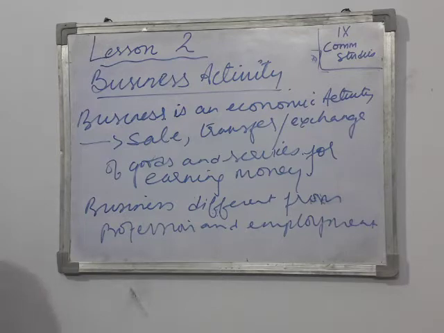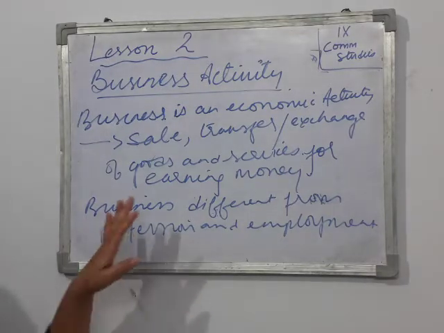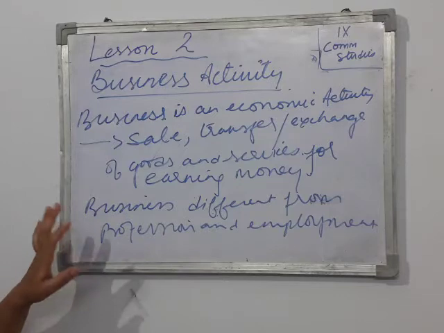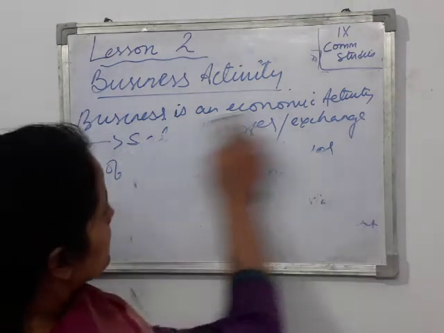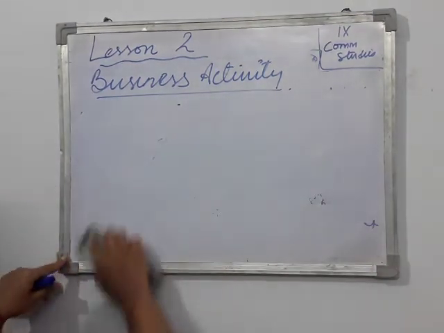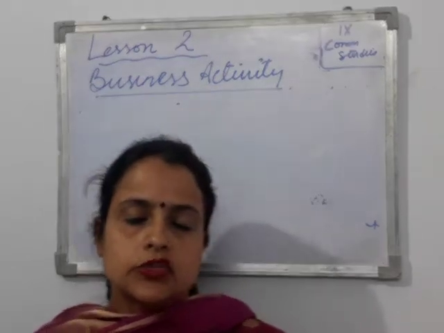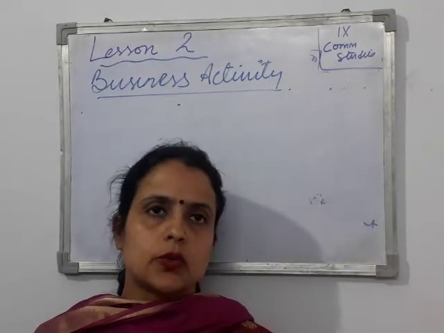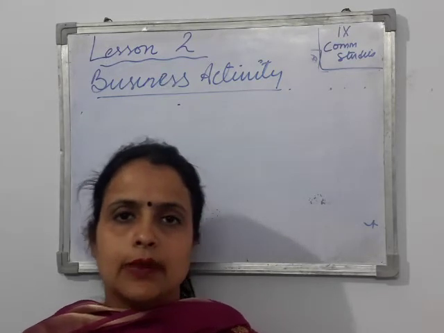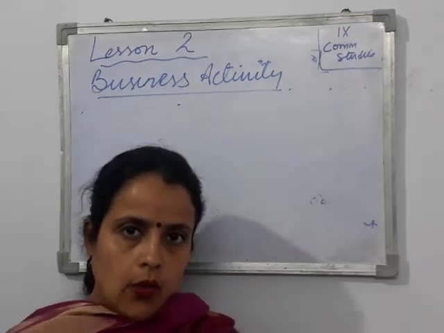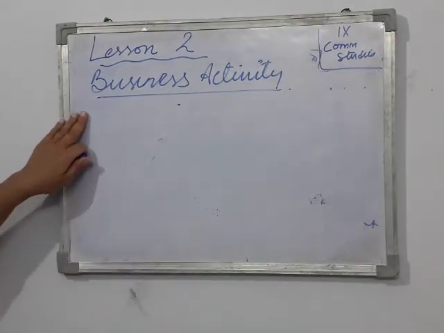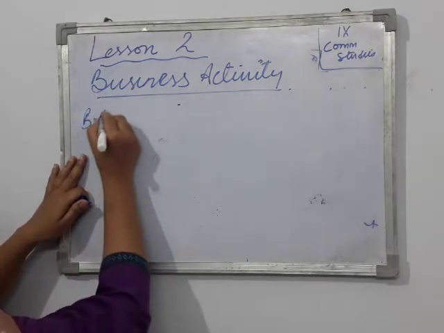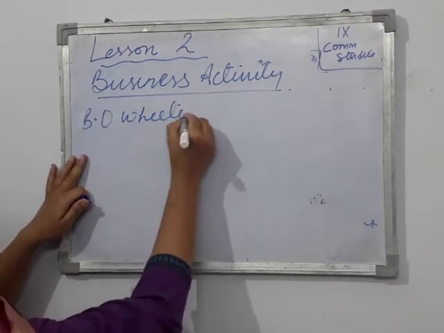If we talk about business, a very simple definition is given in your book. It is by B.O. Wheeler. Business is an institution organized and operated to provide goods. I'll write down one definition on the board. You have understood that business is an economic activity and the main purpose is to earn money, to acquire wealth, right? Now, I'll write down the definition given by B.O. Wheeler.